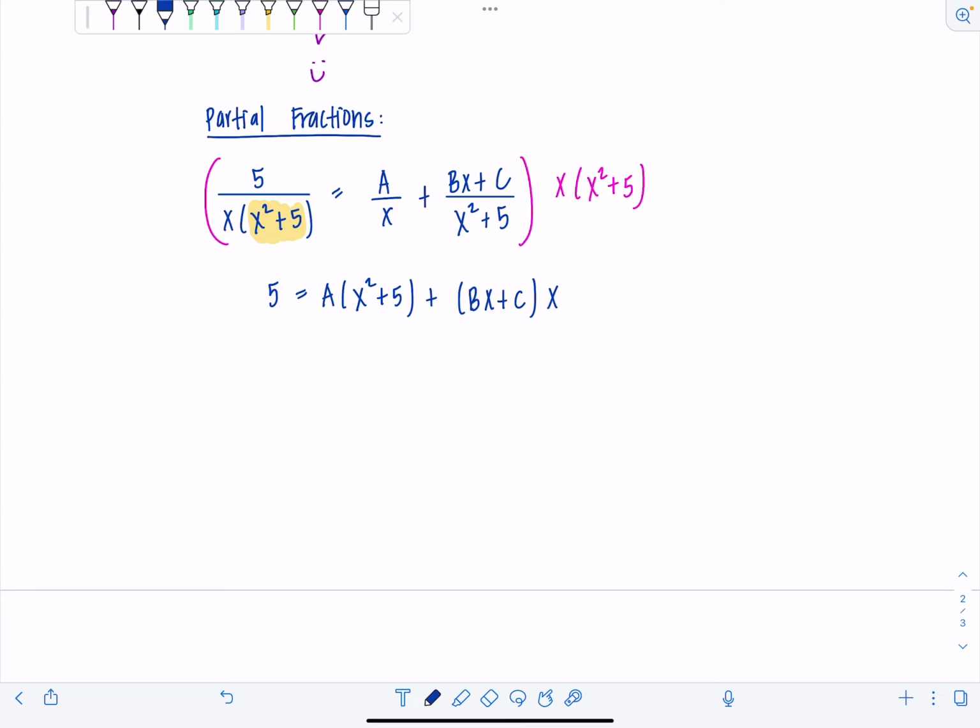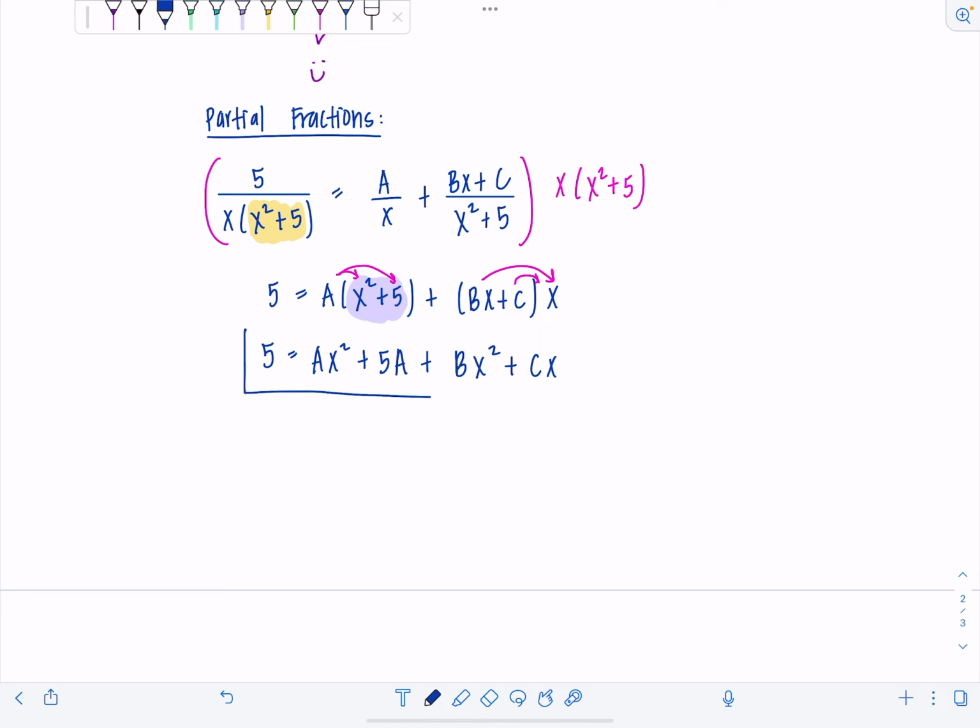Now, if you'll notice here, since we have an irreducible quadratic, there's nothing that we could plug in for x that would make that first factor equal 0, right? We'd have to use imaginary numbers, and we're not working with those right now. So another technique to try to solve for the constants is to multiply everything out. Okay. So let's do it. So we've got 5 equals Ax squared plus 5A plus Bx squared plus Cx.